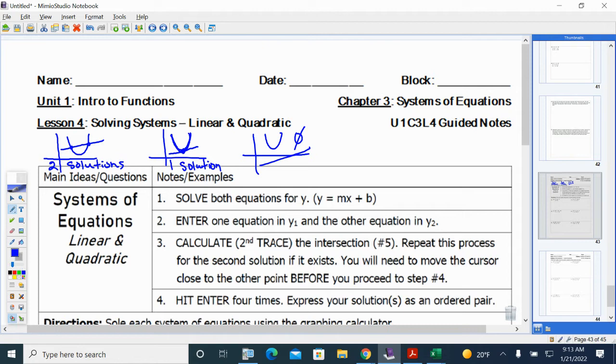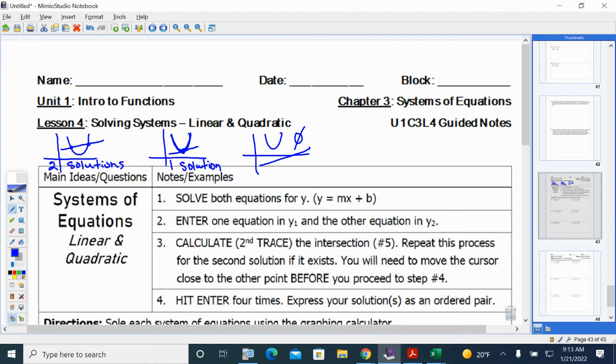So when we graph this, which is the method that I'm going to show you today, when we graph this on the graphing calculator, that's what I like to focus in on first: do I have no solutions? Do I have one solution or do I have two solutions? So let's talk about the steps for this lesson.